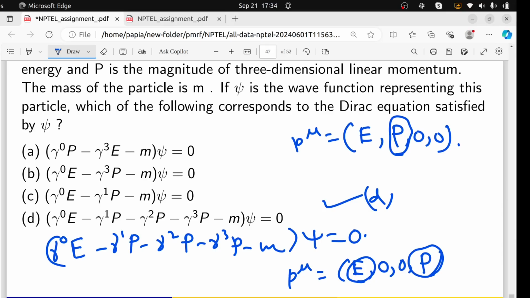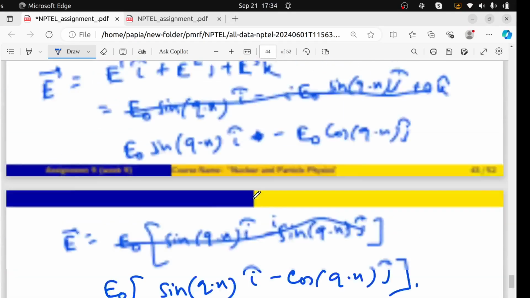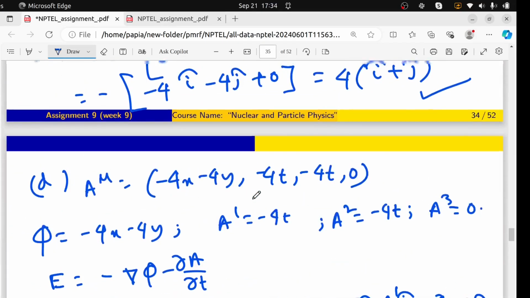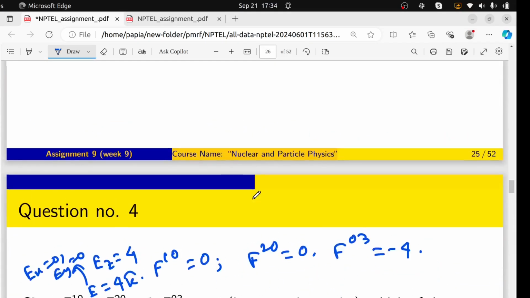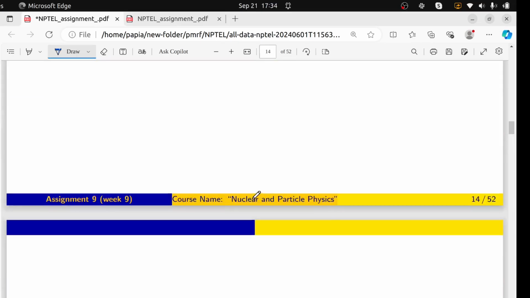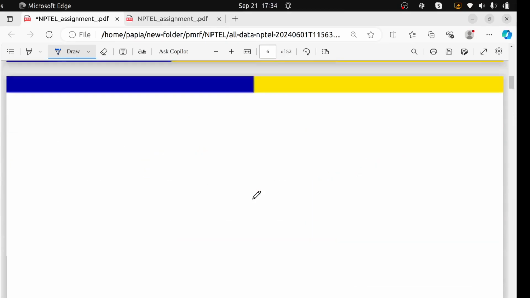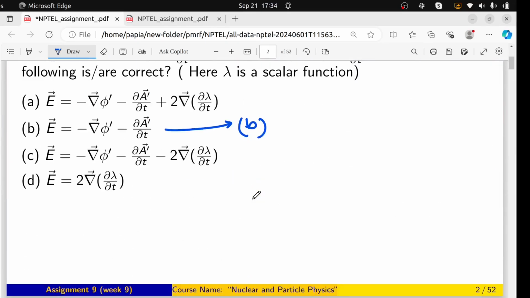So this is the case. The option number D is the correct one here. Maybe I will go one by one from the very beginning, because there was a little problem in the internet connection, so that you can see the answer as well as the question. If you have any doubt, you can ask me.